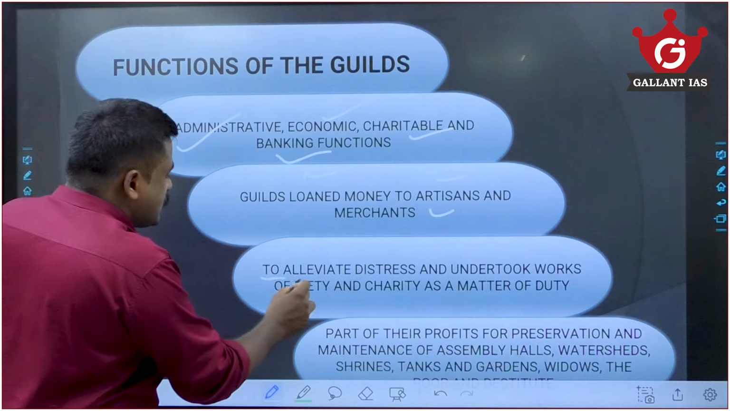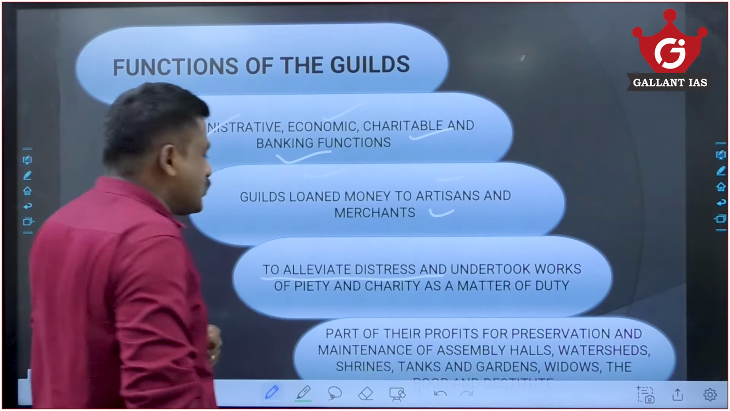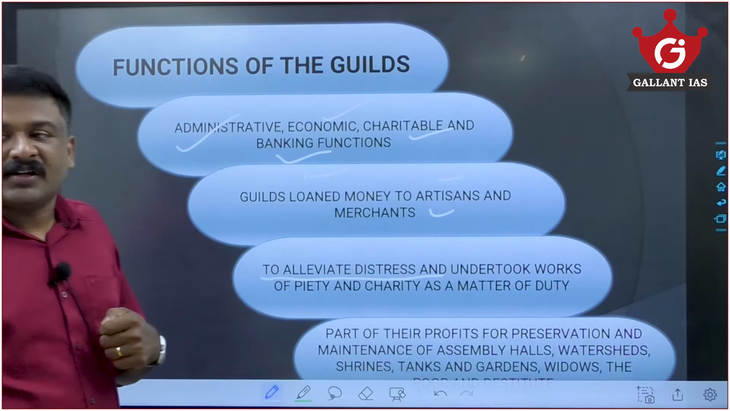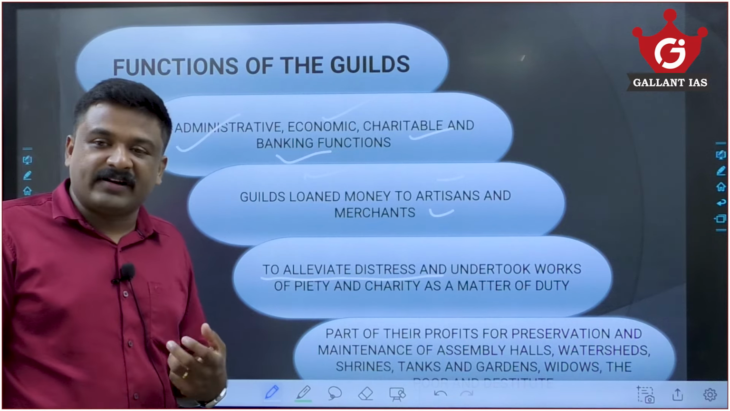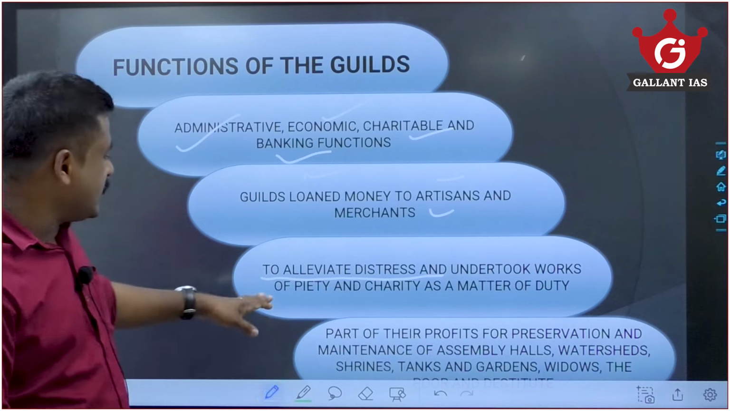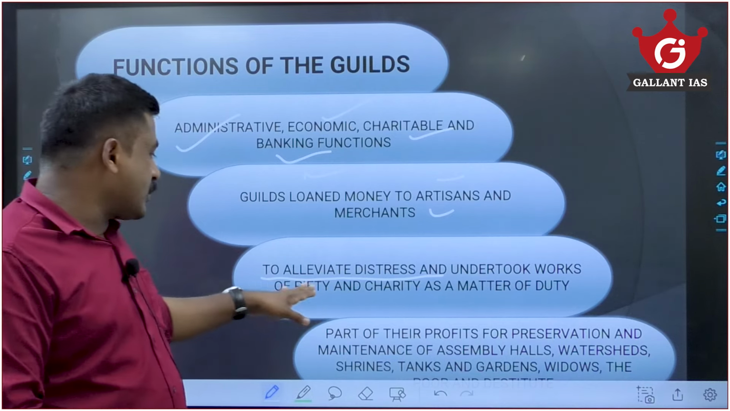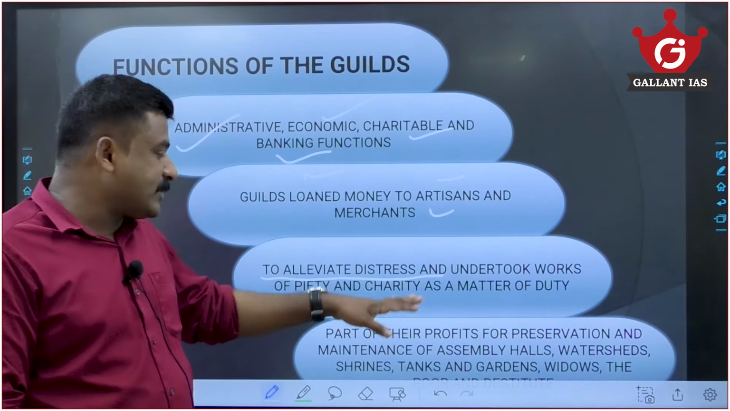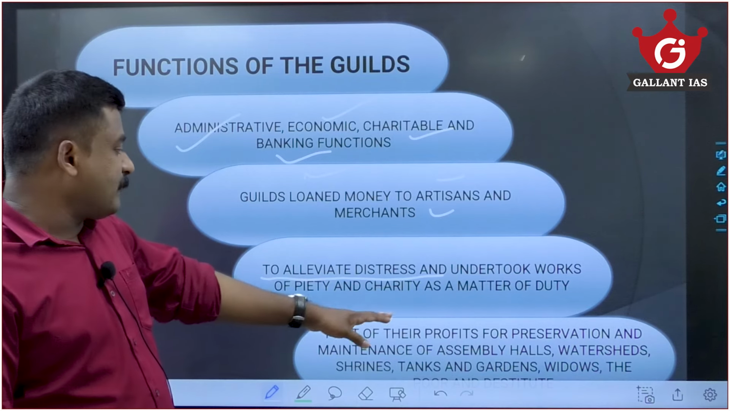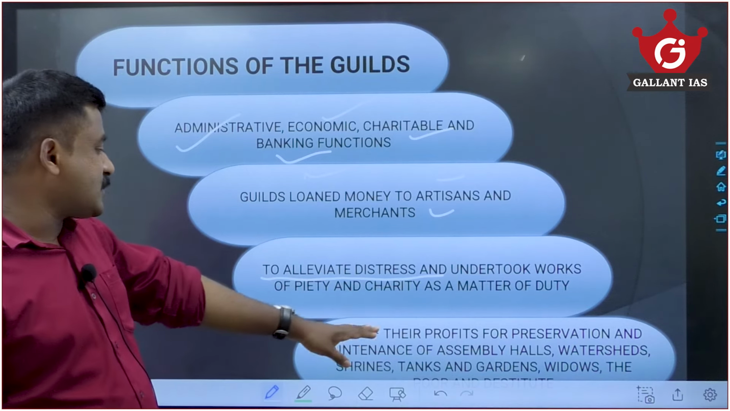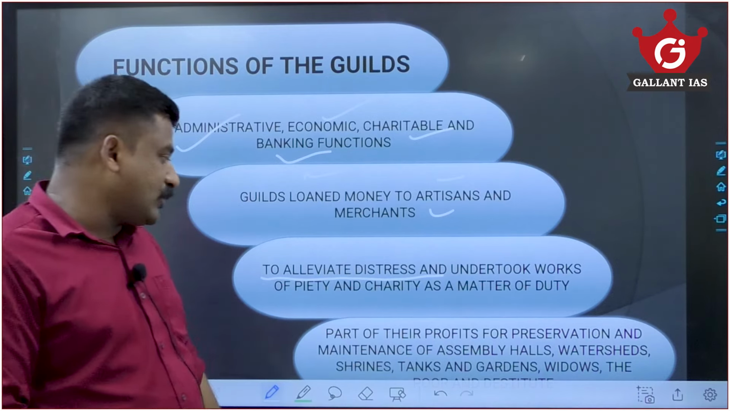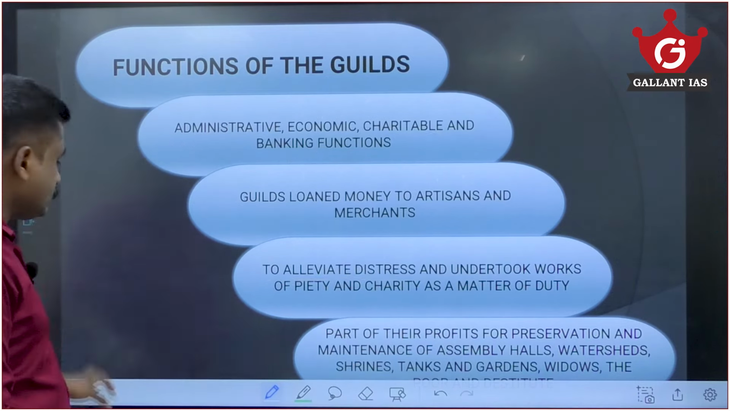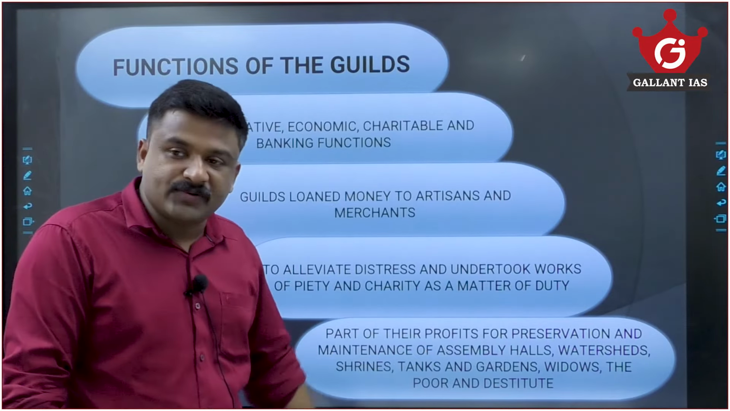Sometimes you can see that the guilds took initiatives in ecological or maybe disaster management also, or famine relief policies also. You see that to alleviate distress and undertook works of pity and charity as matters of duty. Part of their profits for preservation and maintenance of assembly halls, watersheds, shrines, tanks and gardens and widows and the poor and destitute.